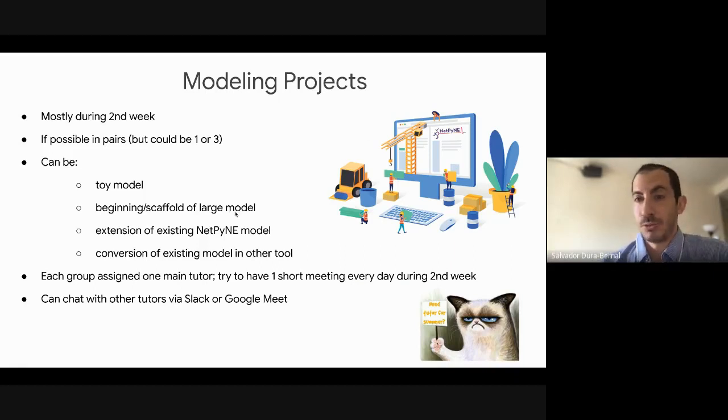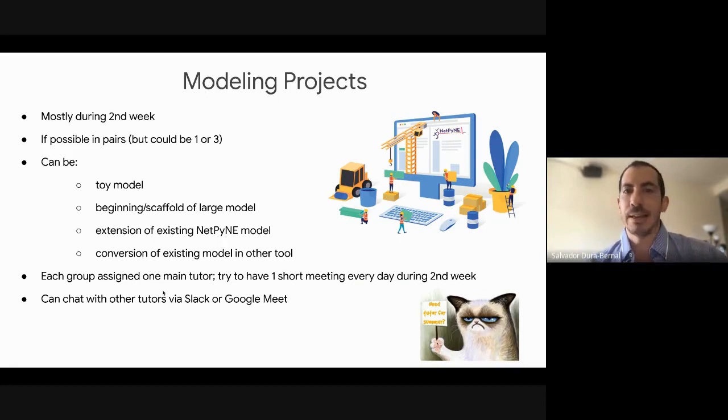You could also get one of the existing NetPyNE models, which we mentioned there are like over 80 available, and do some modification to it, extend it in some way, improve it. Or you could also take another existing model, either implement it in NEURON from ModelDB, or in another simulator, like in Nest, for example, and convert it to NetPyNE. So this is something quite common that has happened in other courses that we've done, for example, in Brazil. And it's also very useful to learn and to have the model in NetPyNE, because other people can then use it more easily.